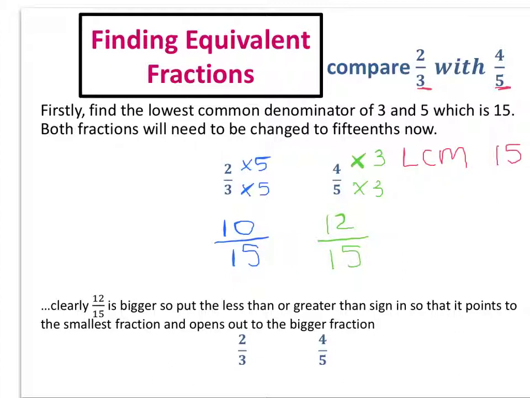Now that our two fractions have the same denominator, it's a lot easier to compare them. Clearly 12/15 is going to be bigger than 10/15. So we want to put our less than or greater than sign in so that it points to the smallest fraction and opens out to the bigger fraction. So now we can read 2/3 is less than 4/5. A good way to think about the less than sign is to think of it as an L for less than. And that's the end of our video on rational numbers.